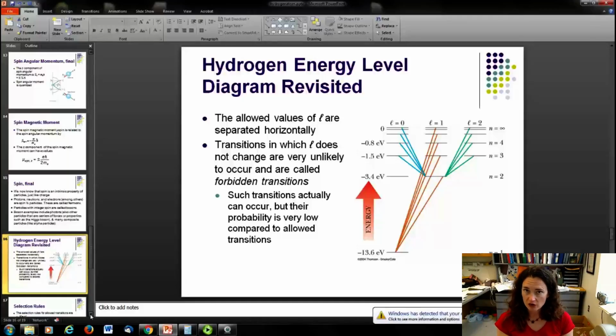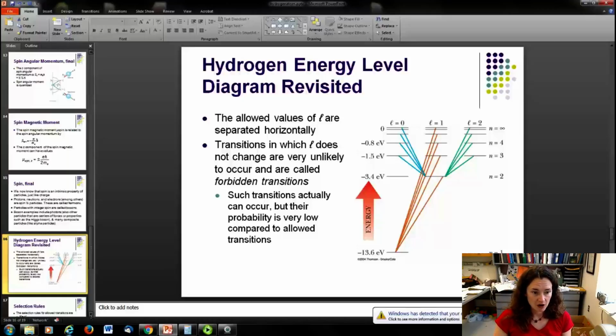Now, it turns out that there are rules about what transitions the electron can make, right? The other transitions are called forbidden transitions, and those the electron is not allowed to make most of the time, okay? It'll still occasionally make a forbidden transition, but the probabilities of forbidden transitions are really, really low.